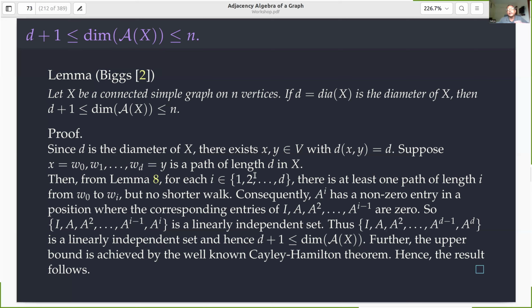Can you take a guess if you are clear or not clear? What I'm simply saying is that A square up to A power d are linearly independent. That means I cannot express A power d as a linear combination of the previous ones. Independent means I cannot express one as a linear combination of others. That means the degree of the minimal polynomial is at least d plus 1. Okay, am I clear or not clear? If you are clear, please tick yes. I'll proceed.